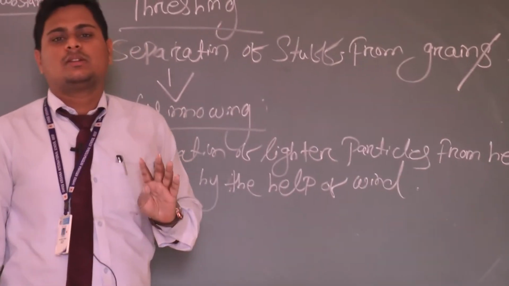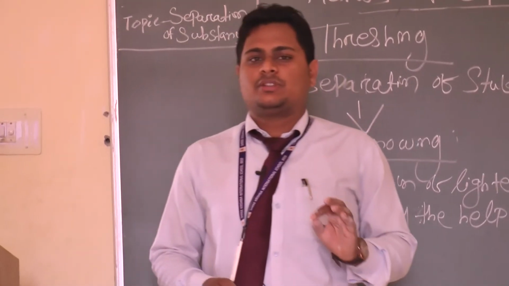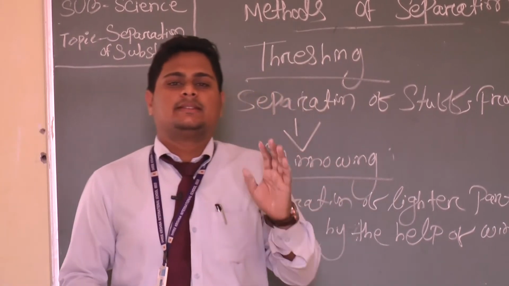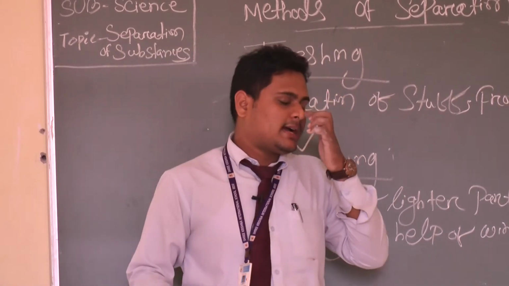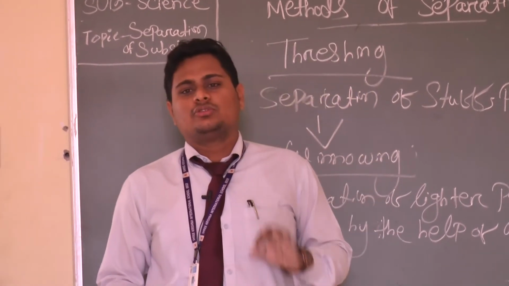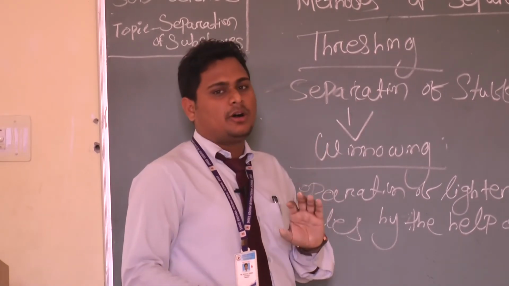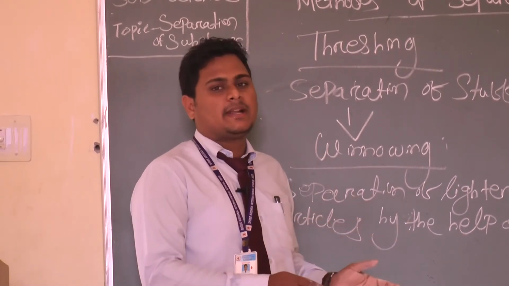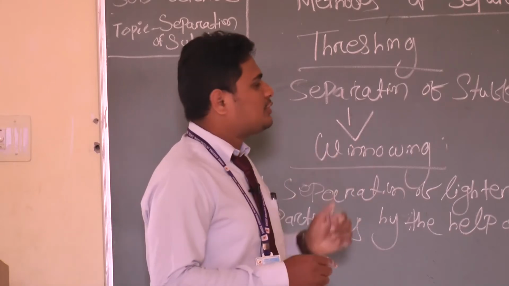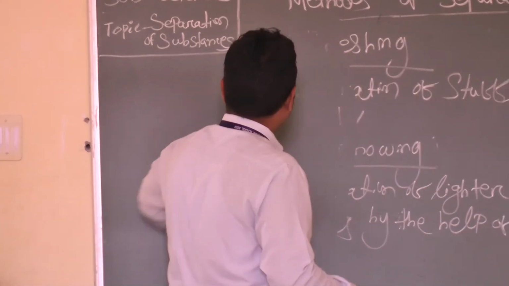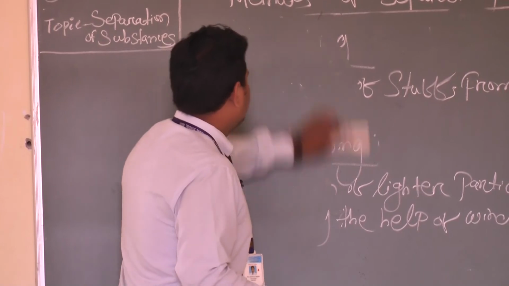So we discussed three process. First process was hand picking method, second threshing, and third one is winnowing. So we left another process or the last process which are involved to separate the solid particles from the solids. That process is known as sieving. Okay, so now we will discuss about sieving.